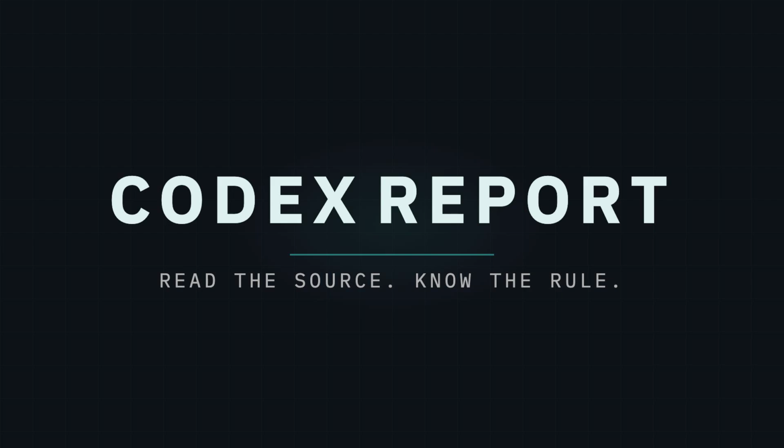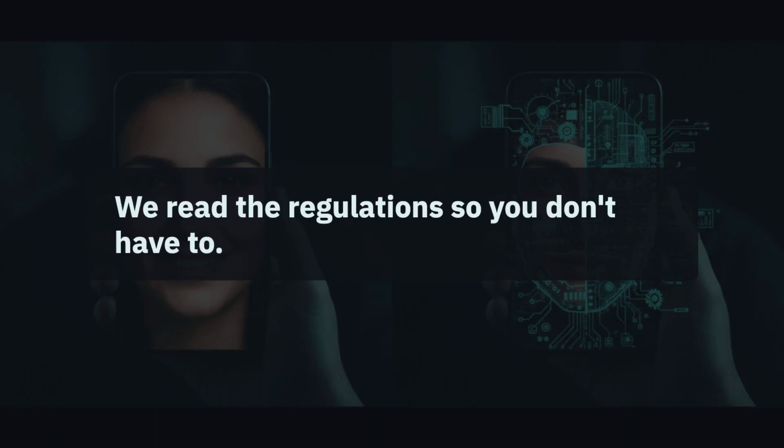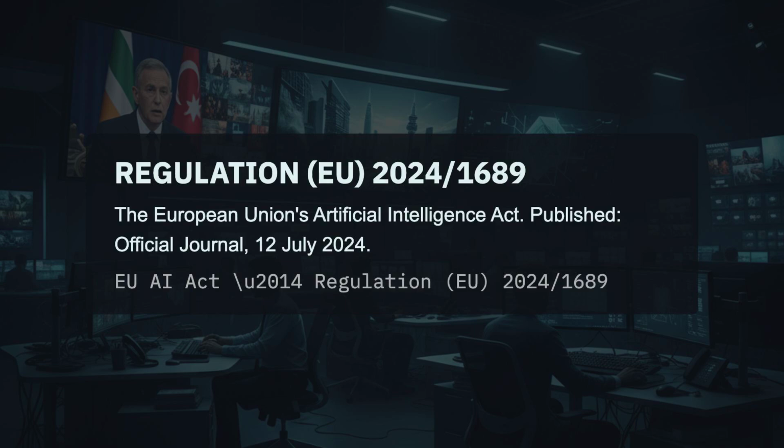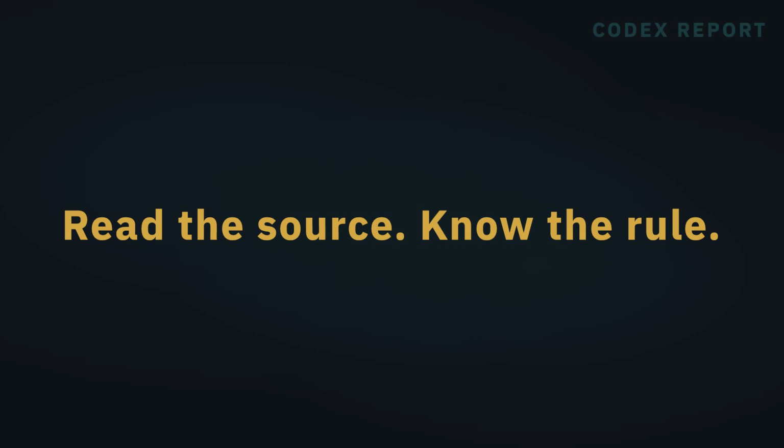Every claim in this episode traces directly to the official text of Regulation EU 2024-1689, the European Union's Artificial Intelligence Act, as published in the Official Journal of the European Union on July 12, 2024. Every article number, every quoted passage, every penalty figure is drawn from that text. Nothing is paraphrased from memory. Everything is on the record. Read the source. Know the rule.